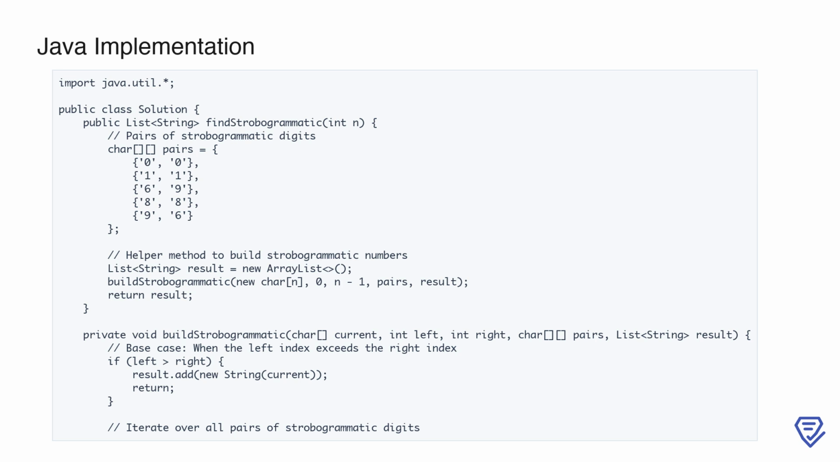This method takes a character array current of size n, which will represent the current number being constructed. It also takes two indices, left and right, pointing to the positions in the array we are currently working on. Additionally, the method receives the pairs of strobogrammatic digits and the result list to store the completed numbers. The main idea here is to recursively construct the strobogrammatic numbers by placing valid digit pairs at the left and right positions of the number.